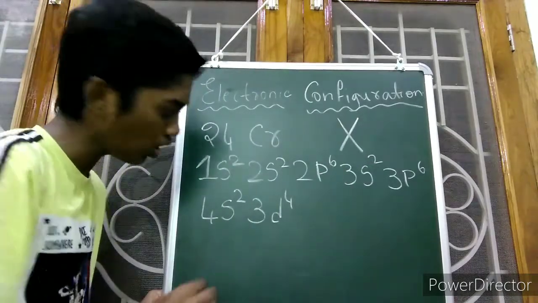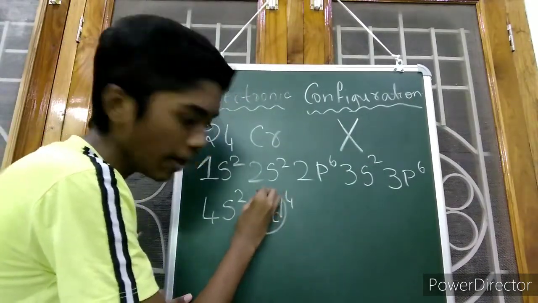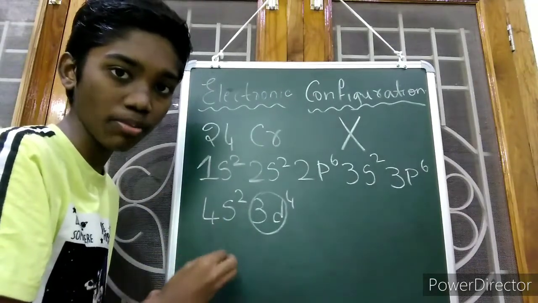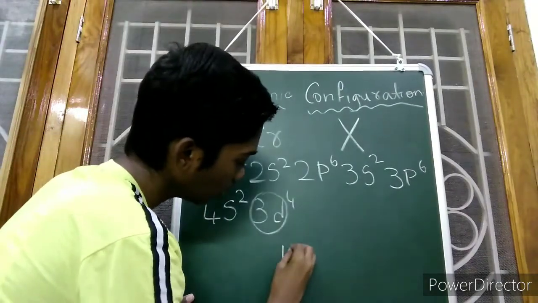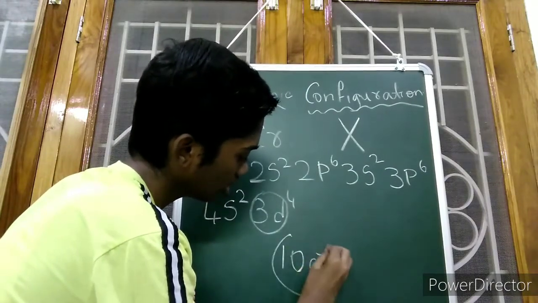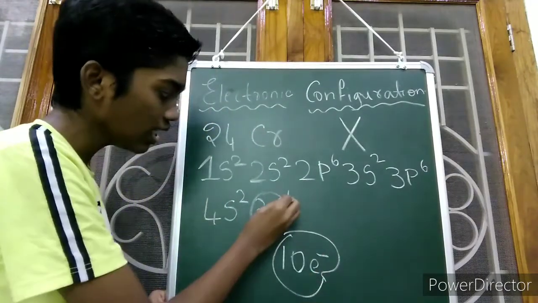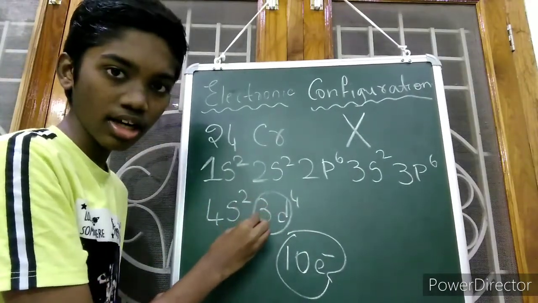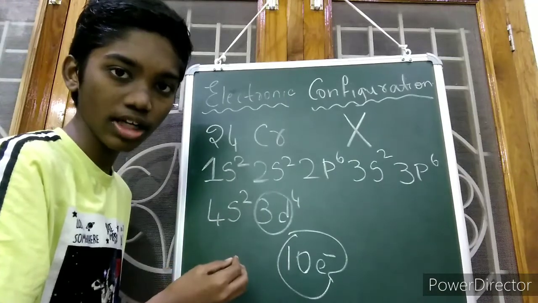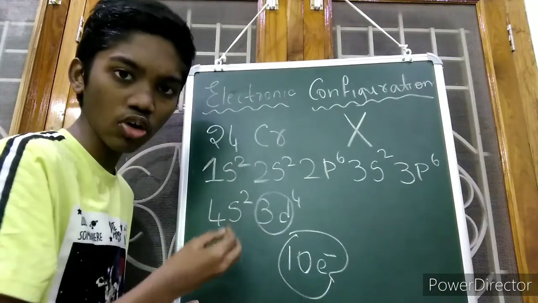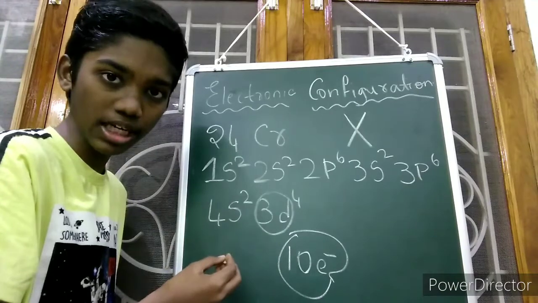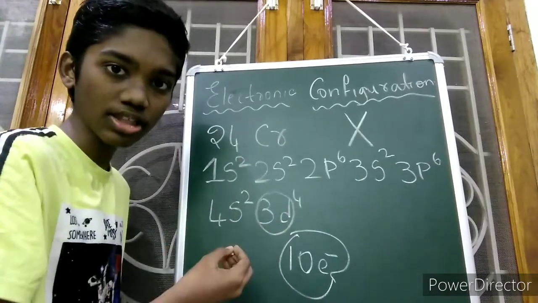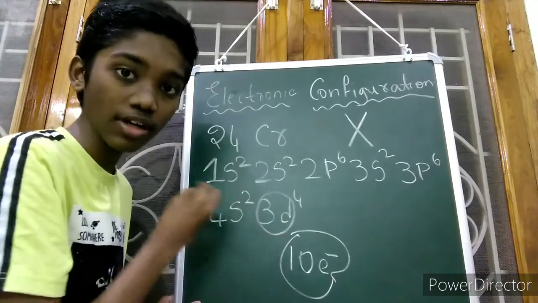Why? It is because of this 3d orbital. If you observe this 3d orbital, the maximum number of electrons it can hold is 10. But here there are 4 electrons. Here the original nature of this 3d orbital is low energy, which means it has low stability. All the orbitals must have higher stability, but this 3d orbital has lower stability.